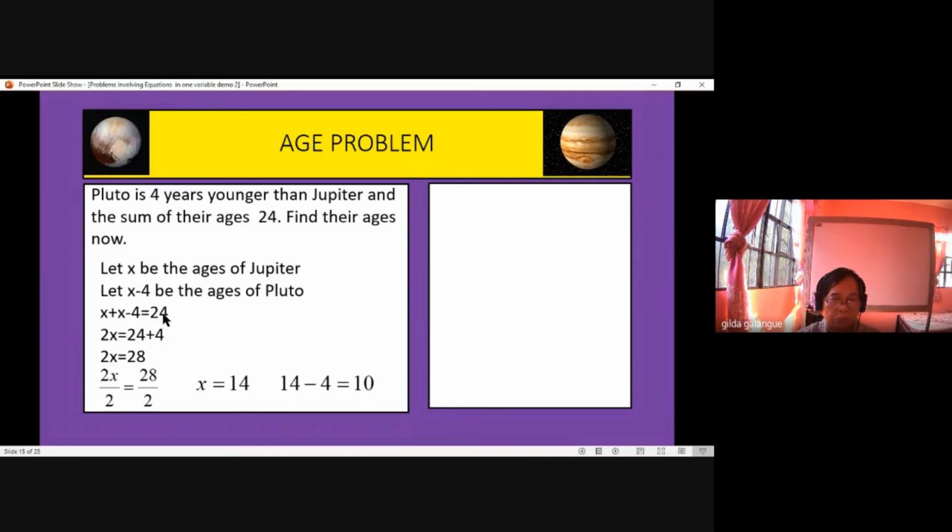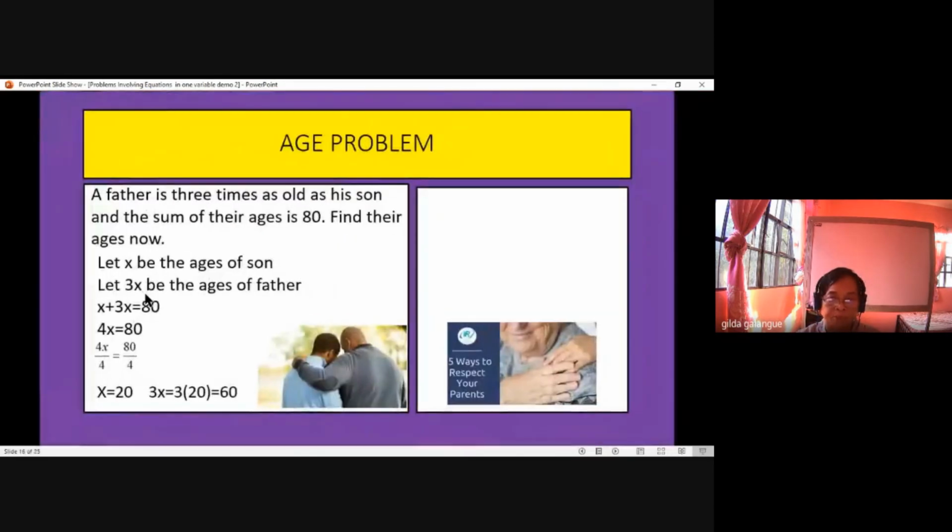So we'll add the two. x plus x minus 4 equals 24. 2x equals 24 plus 4. 24 plus 4 is 28. 2x equals 28. Dividing both sides of the equation by 2, the value of x is 14. If x minus 4, if x is 14, 14 minus 4 is 10. So we have our answer. 14 is the age of Jupiter, and 10 is the age of Pluto, and the sum of the two ages is 24.